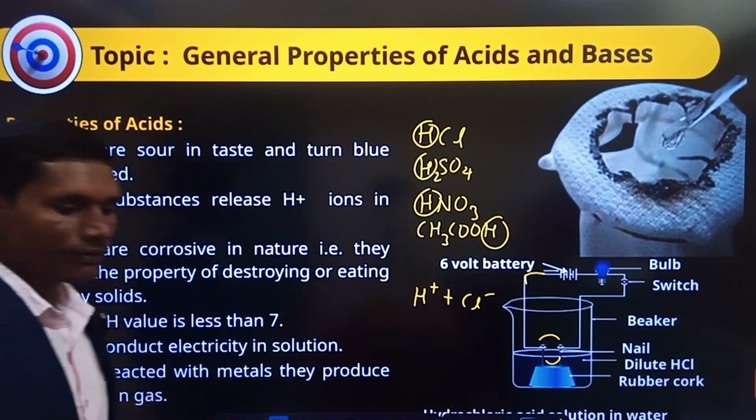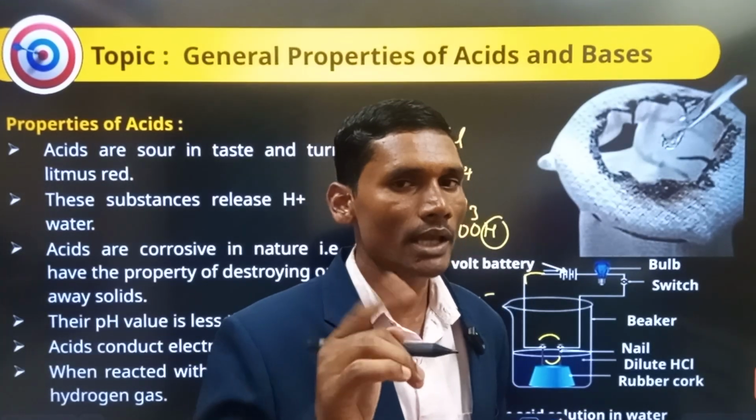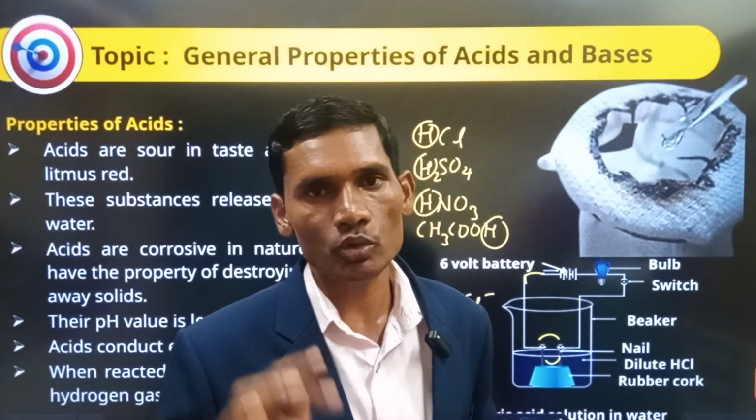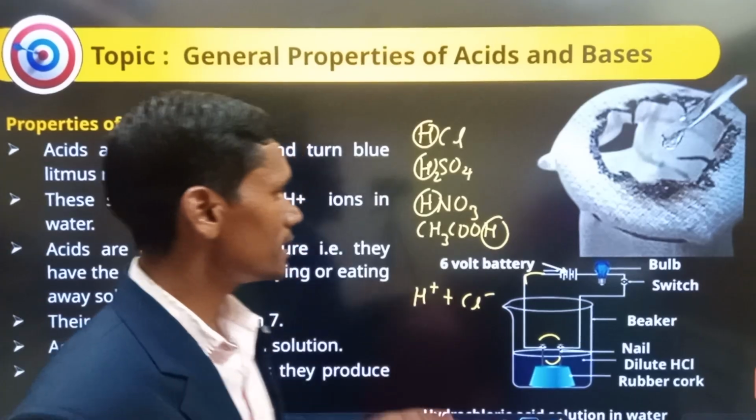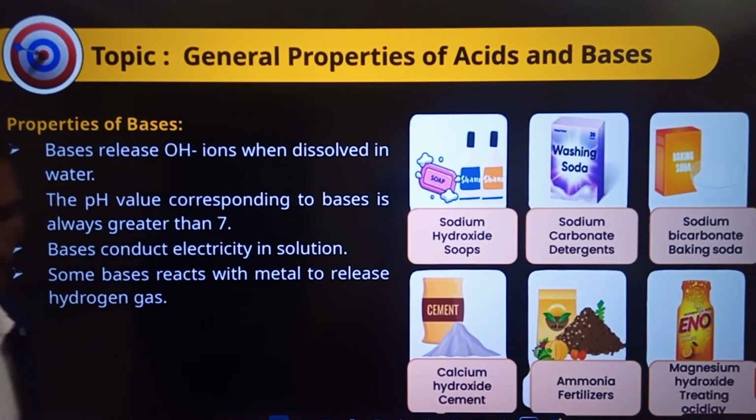Next, when acids react with metals, they release hydrogen gas. This you remember, this is the most important point. These are the properties of acids. Now let us go ahead with bases. What are the properties of bases?